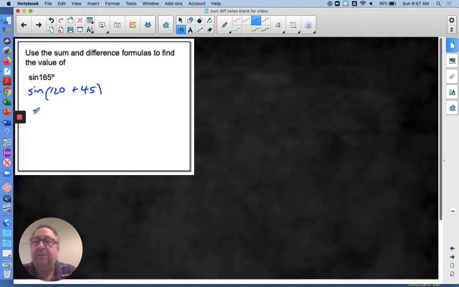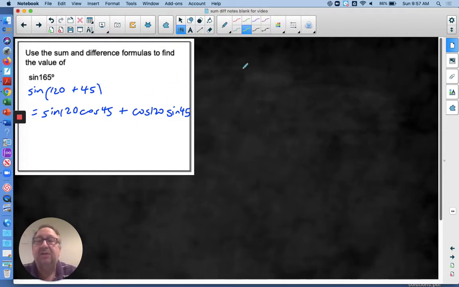By our formula, sine of a sum is going to be sine of the first, cosine of the second. It's plus, it stays plus. So now it's cosine of the first, sine of the second. Now the sine and the cosine of 45, those are known quantities. This 120 degrees, take a quick look at where that is. 120 sits over here in quadrant 2.